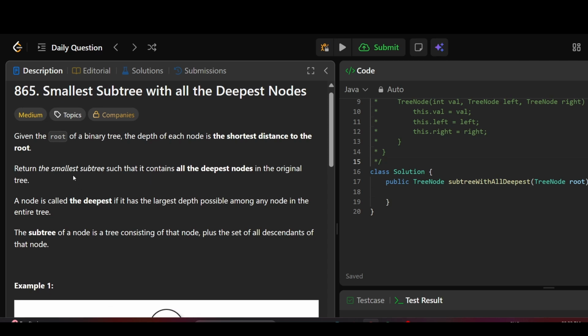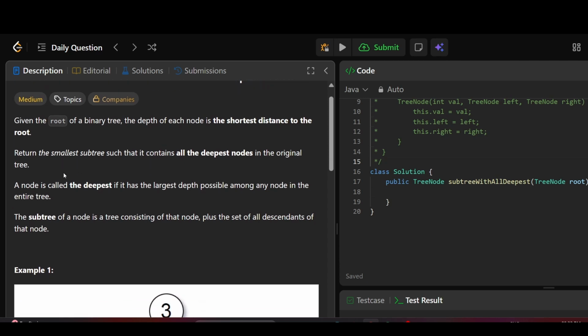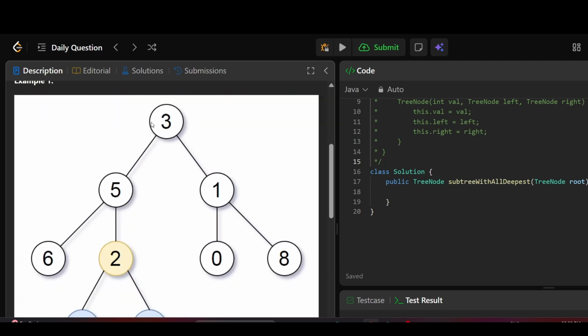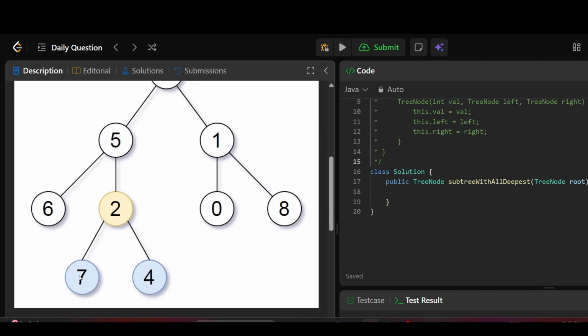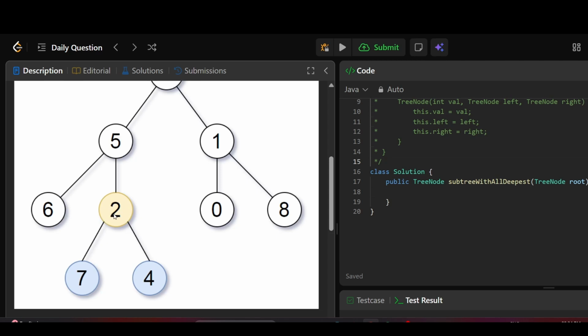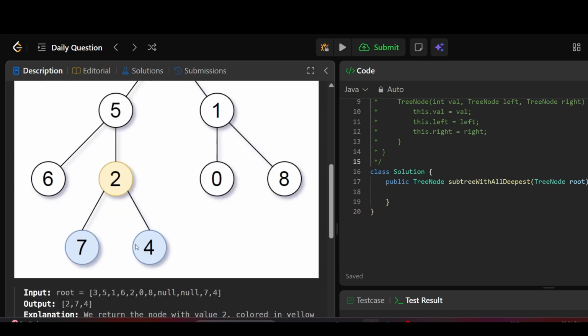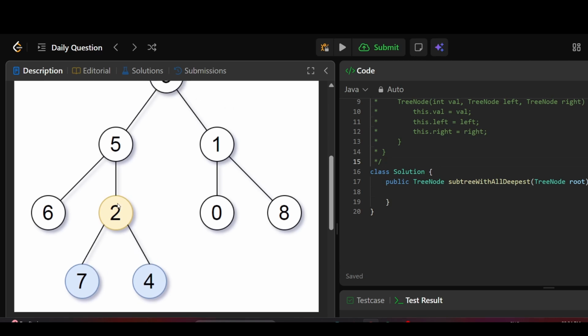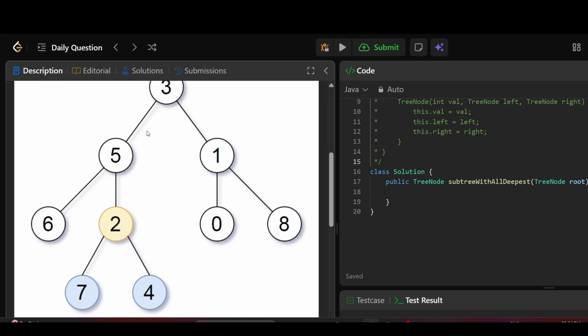So they're asking to return the smallest subtree that contains all of the deepest nodes in the original tree. Remember, it's a bottom-up approach, right? You cannot go from the top. See, even root 3 contains 7 and 4 as its subchildren, but that is not our solution because we want the smallest subtree, which is 2. So 2 is the smallest subtree which contains 7 and 4. And 7 and 4 have to be contained in it because they're the deepest nodes in the tree, with a depth of 3. So that is our solution.